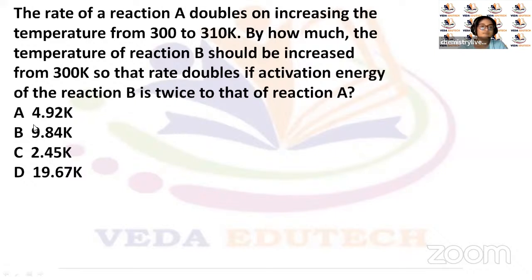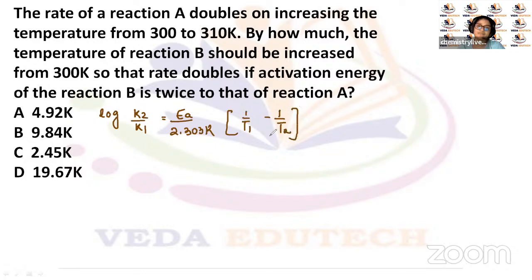Now, same question, but a little bit different. So let us discuss what is being talked about here. It is telling that, so we'll write the equation here. Log K2 by K1 is equal to Ea by 2.303 R into 1 by T1 minus 1 by T2. Yes. Okay. Now, what is being talked about here?